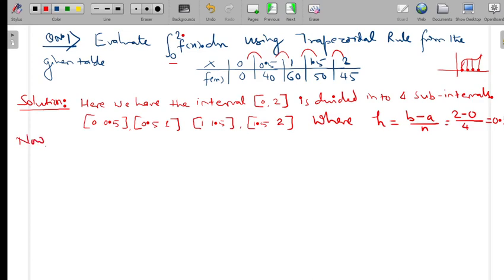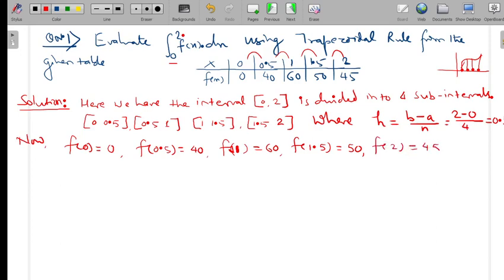Now we have to find f(0), f(0.5), f(1), f(1.5), f(2). F of 0 is 0, already given. In other cases we need to find it, but here it is directly given, so it is very easy. F of 0.5 equals 40, f of 1 equals 60, f of 1.5 equals 50, and f of 2 equals 45.